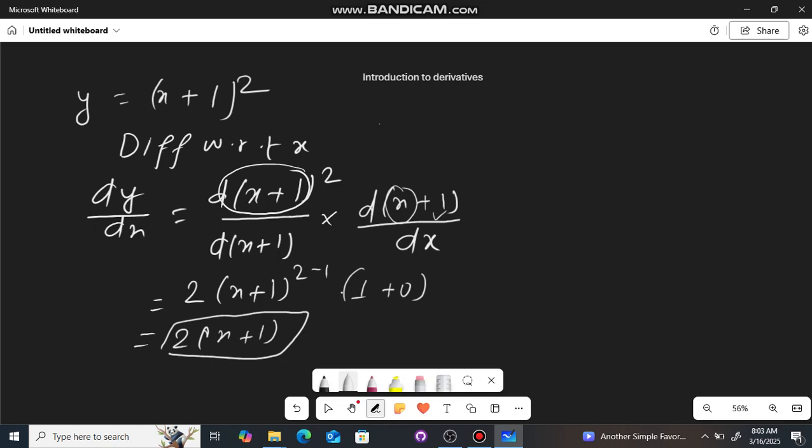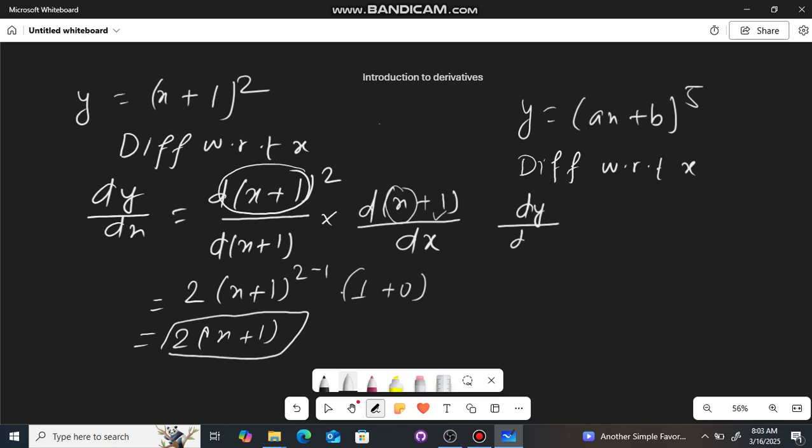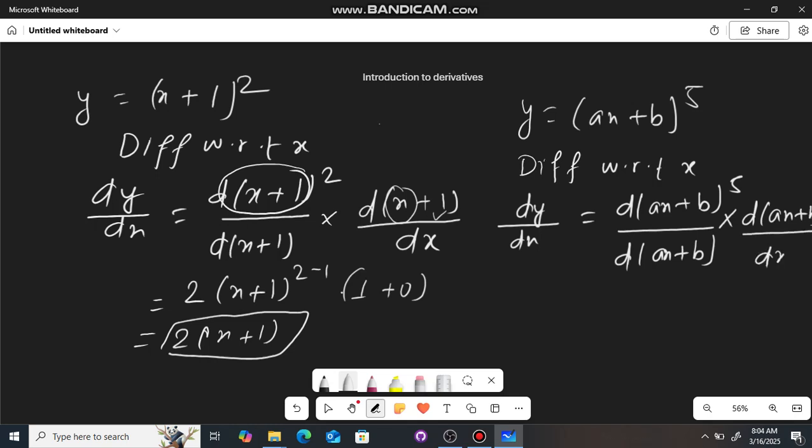Let me give you another example as well. Suppose y equals (ax plus b) to the power 5, a little bit more complicated one. Let's differentiate it with respect to x. When we differentiate it, we are going to get dy by dx equals d(ax plus b) to the power 5 divided by d(ax plus b), which will act as the base now, and again we are differentiating so that we can cut this, d(ax plus b) divided by dx.